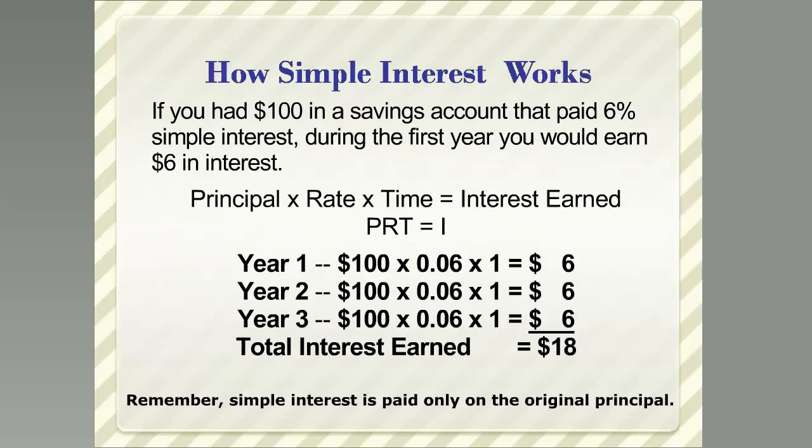Simple interest calculations will give you the same amount of interest earned each year. The formula finds that your interest is principal times the rate times the time. So if you deposit $100 at 6%, your interest would be calculated at $100 times 6% for 1 year. Your interest rate is the annual rate.